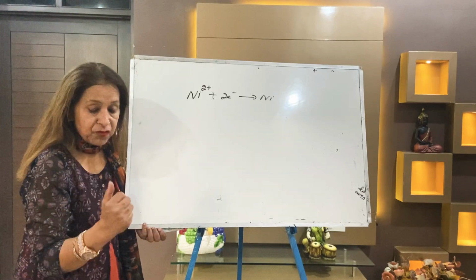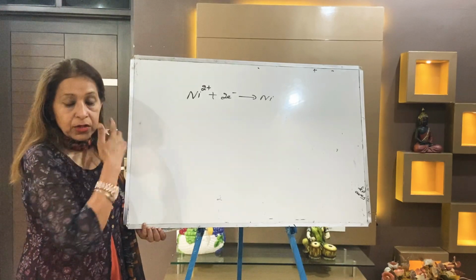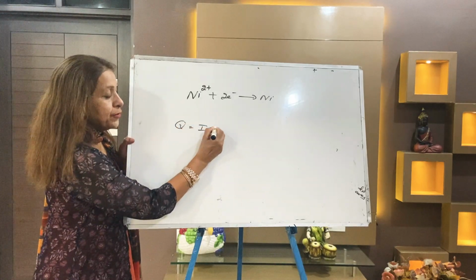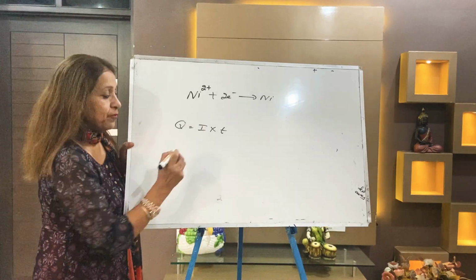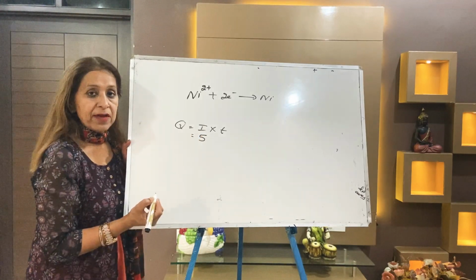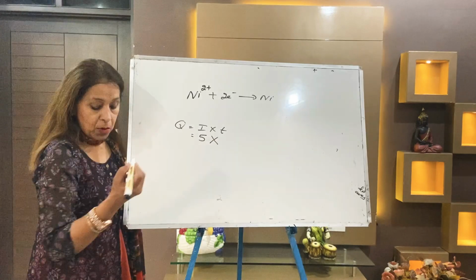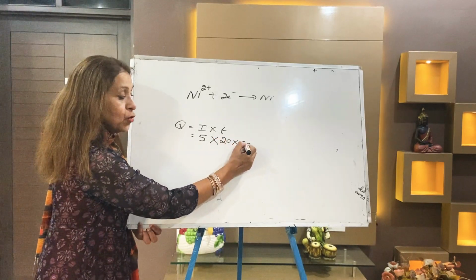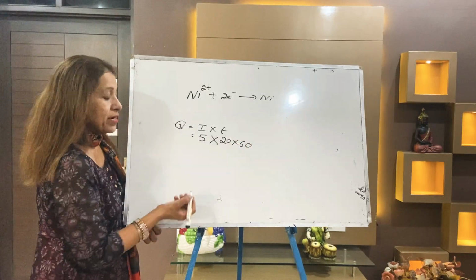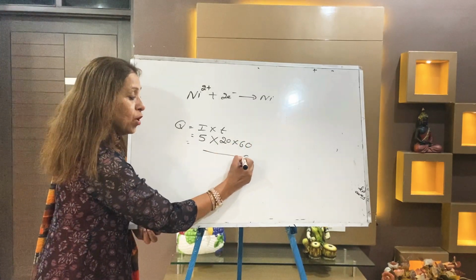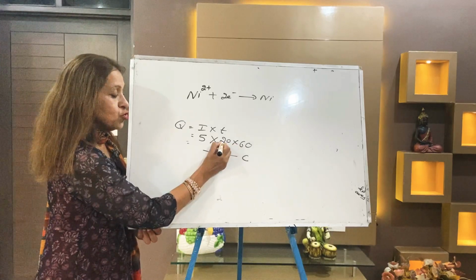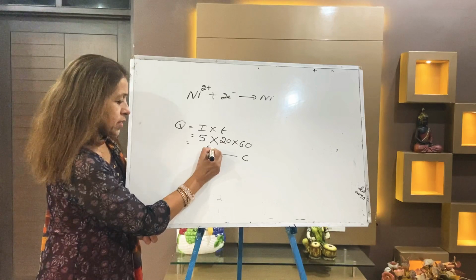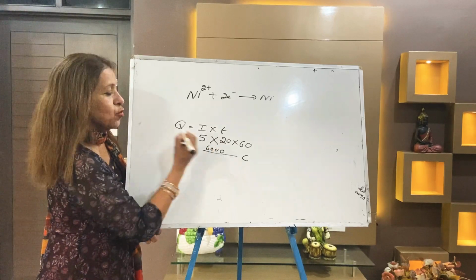You can see numerical number 15, and a current of 5 ampere. Q is equal to I into T. Always apply this formula. 5 ampere current is passed. For how much time? It is 20 minutes. Make it seconds: 20 into 60, 1200 seconds. Whatever it comes, it will come in coulombs. 1200 into 5 is 6,000 coulombs, right?